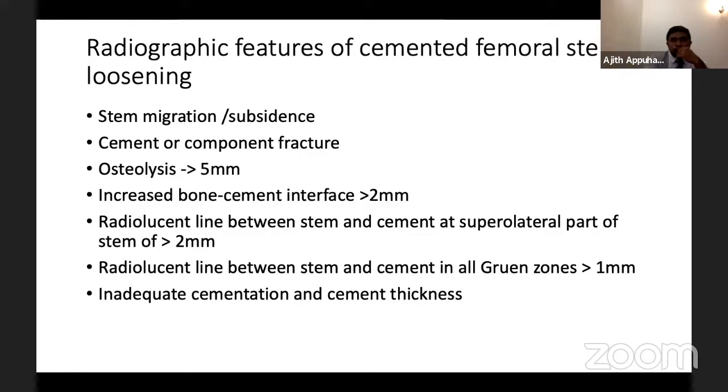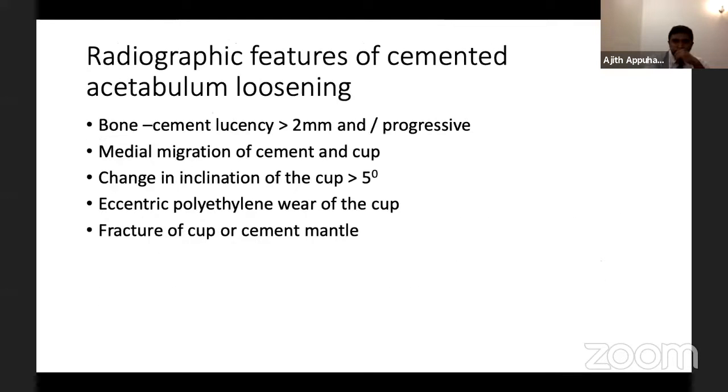And radiolucency over all the Gruen zones, between the stem and cement, more than 1 millimeter. We have to think about that. And the other thing is inadequate cementation and cement thickness. That is for the femoral stem.